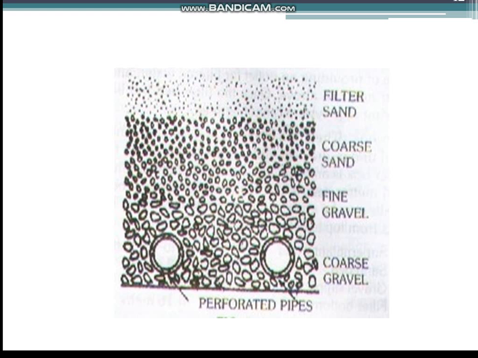As you can see in the diagram, the first layer is of the filter sand, which is followed by coarse sand, fine gravel and coarse gravel. As we move from top to bottom, the diameter of the particles is increasing. And the benefit of this is that the top layer of the filter sand will not flow away because of the flow of the water.